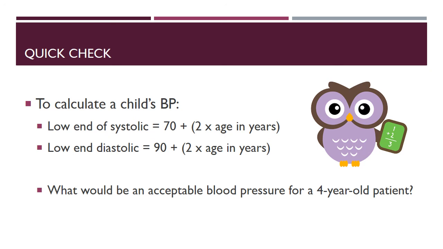Well, 2 times 4 for your systolic is 8. 70 plus 8 is 78. For your diastolic, you have 90 plus 2 times 4. 2 times 4 is 8. 90 plus 8 is 98. So an acceptable blood pressure for a 4-year-old would be 78 over 98.